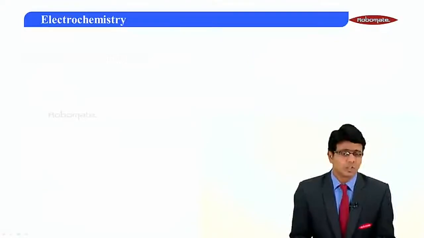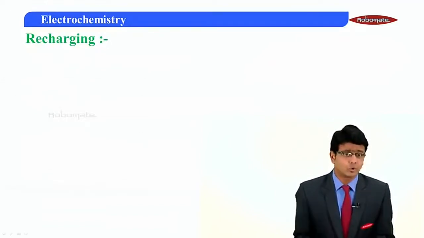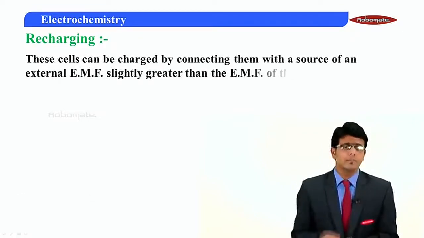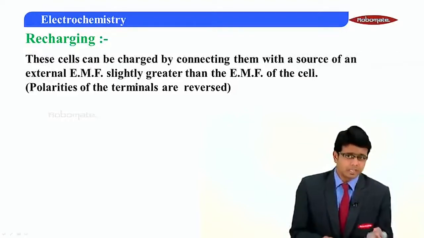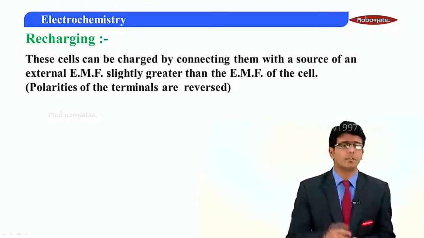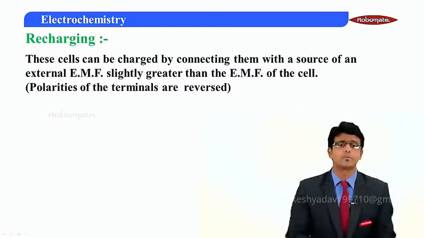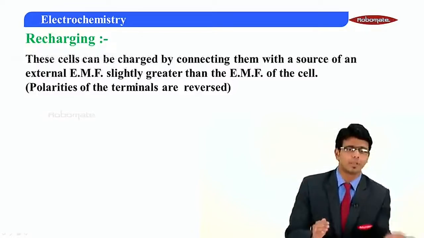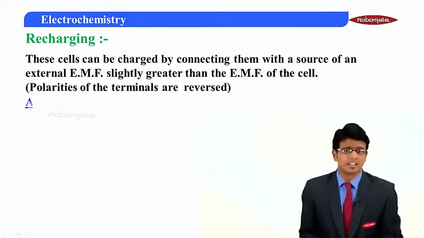So let us understand what exactly happens during recharging. First of all, we are able to recharge the cell when we connect it with a source of external EMF, having slightly greater EMF than the EMF of the cell. Because of that, the polarities will be reversed. So the anode will become the cathode and the cathode will become the anode. Let us have a look at the reactions.